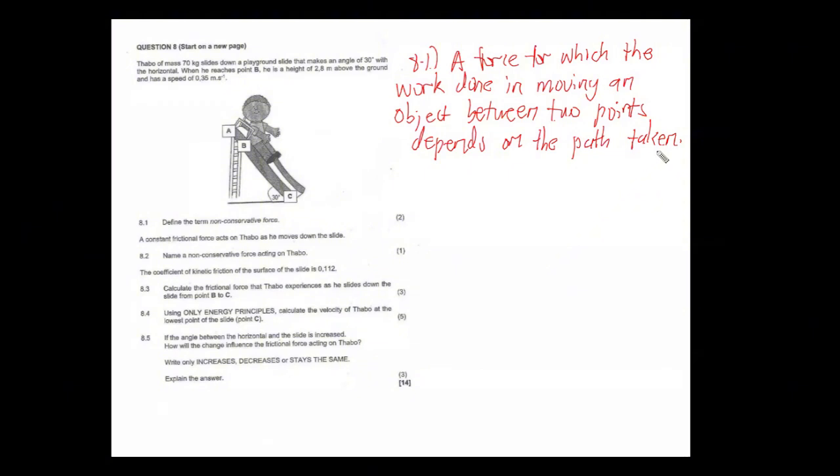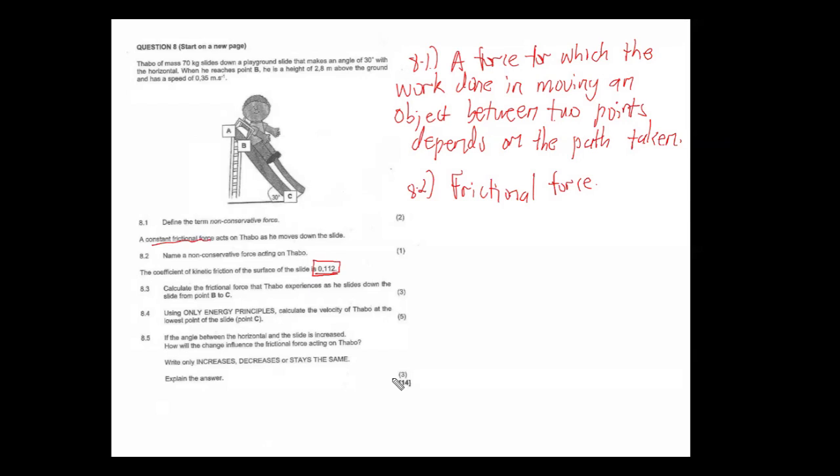Now, a constant frictional force acts on Turbo as it moves down the slide. Name a non-conservative force acting on Turbo. What is that non-conservative force? We already know it has to be the frictional force, right? So, frictional force. Okay, that's it. And as we are being told here, a constant frictional force acts on Turbo, so it's a giveaway. They had already given us the answer. The coefficient of kinetic friction of the surface of the slide is 0.112. If you check, this is the same coefficient value that was also given.